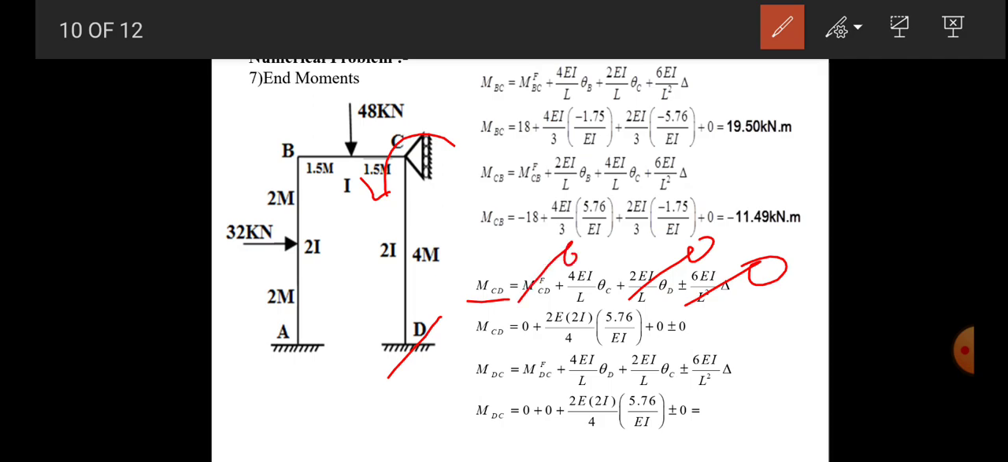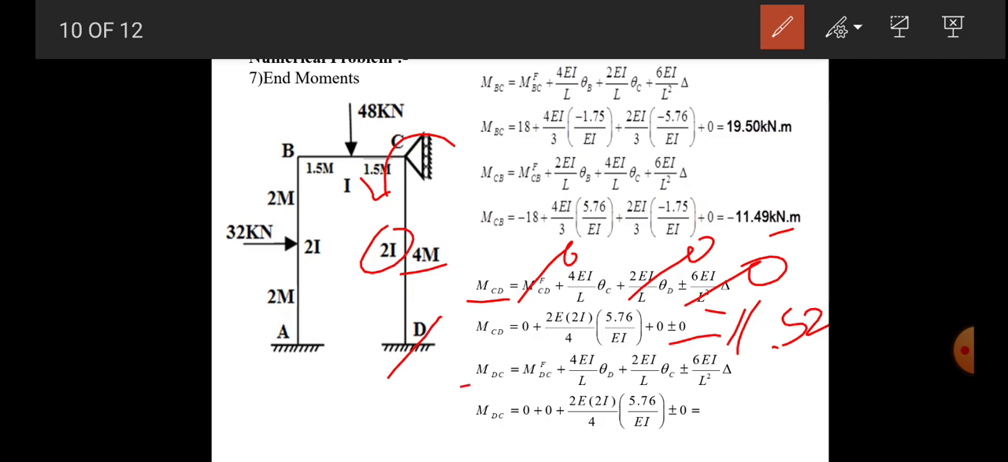By putting the value of theta C, 5.76 divided by EI, and moment of inertia 2I, length is 4, we have this value MCD, which is 11.52 kilonewton meter, close to 11.49 kilonewton meter.